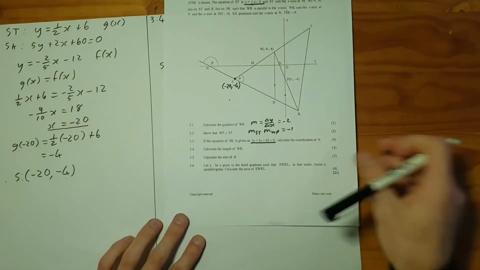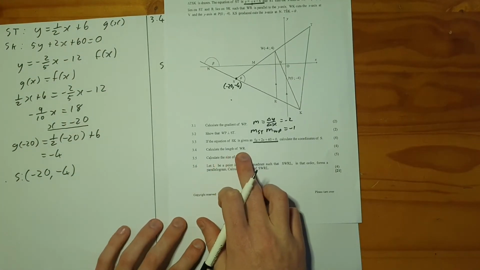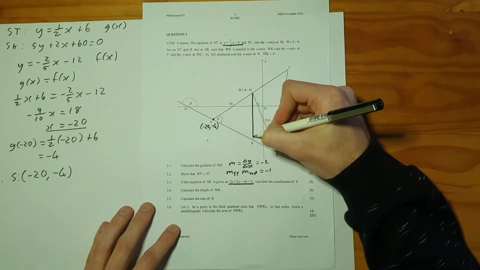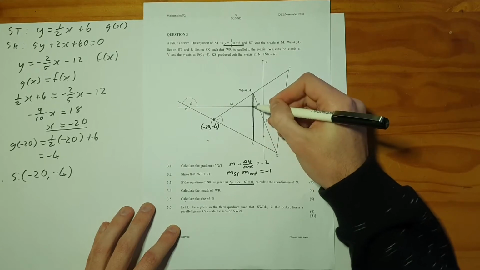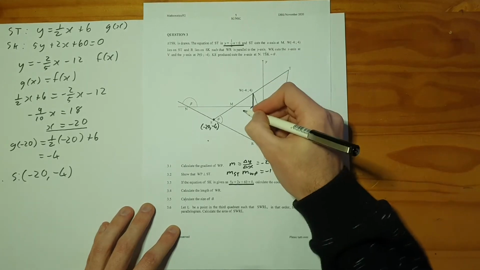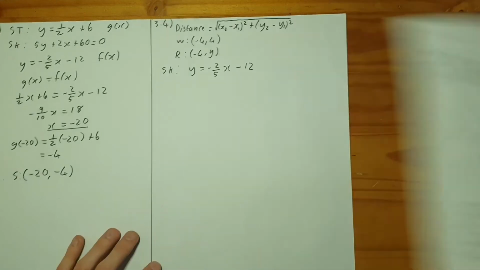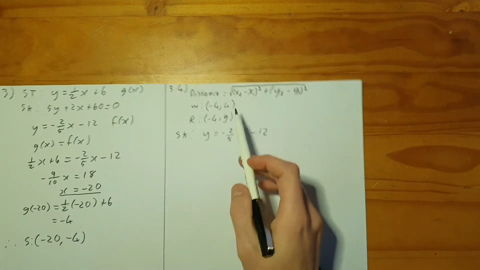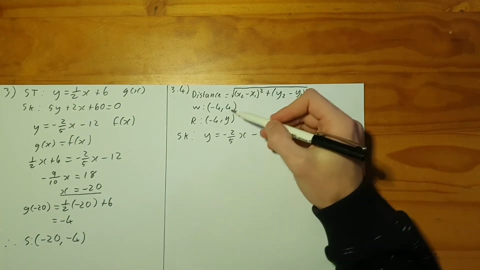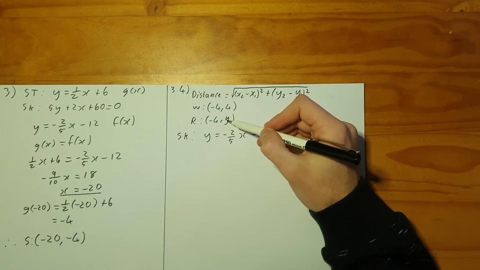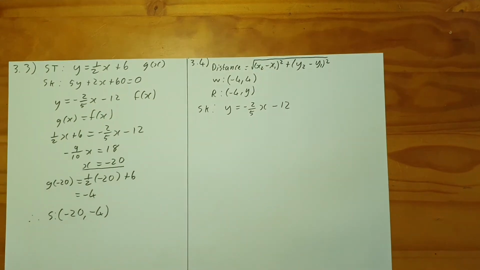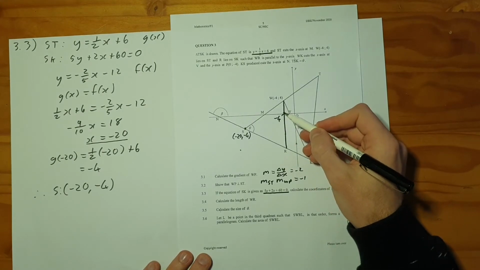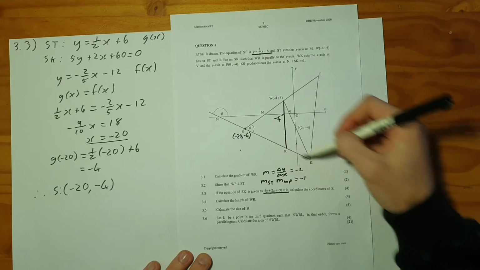Looking at 3.4, 3.4 says calculate the length of WR. So WR is this line over here. Please note that W and R share a common x value of -4. So immediately when you think of length or distance, this formula over here should pop up into your head. So we have W, we have R, but we don't have R's y value. So we're going to find the y value. How are we going to do this? We're going to substitute the x value, -4, into the equation of SK.